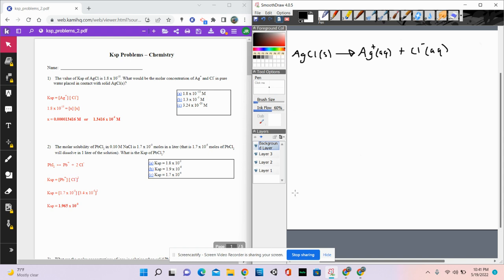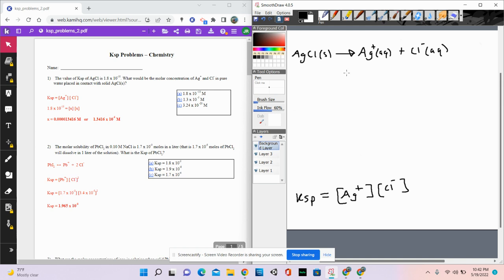The KSP expression is the concentrations of products over the concentrations of reactants. However, because we don't use solids when writing KSP expressions, we are only using the concentrations of silver and chloride. So the KSP expression is KSP equals the concentration of Ag plus times the concentration of Cl minus.